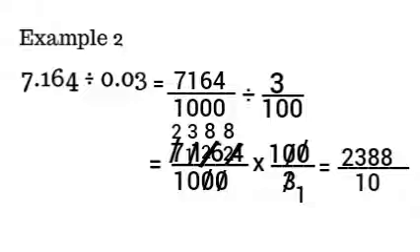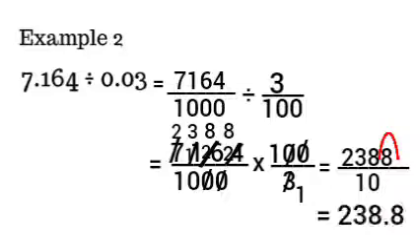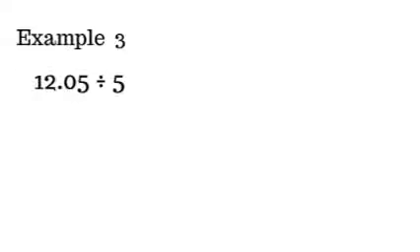And we multiply out. Changing this to decimal, we will move from the end of the number. Remember, every whole number has a decimal point at the end. We will move the point at the end to the left 1 time because 10 has just 1 zero. So our final answer is 238.8. Example 3. 12.05 divided by 5.